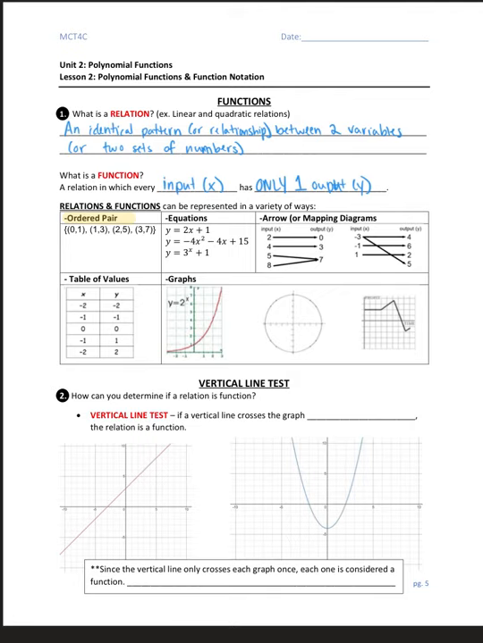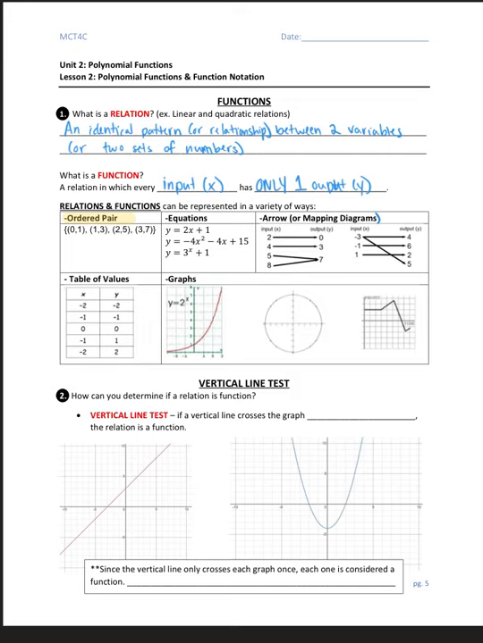It can also be shown with arrows or a mapping diagram, where it's showing the input and then an arrow pointing to the output that relates to that input. We can show it with a table of values relating the x's and y's. We can put those x and y values on a graph. So you have an exponential graph here, a circle, and then just a trend graph or line, if you will. We'll talk about which of those are functions in a minute.